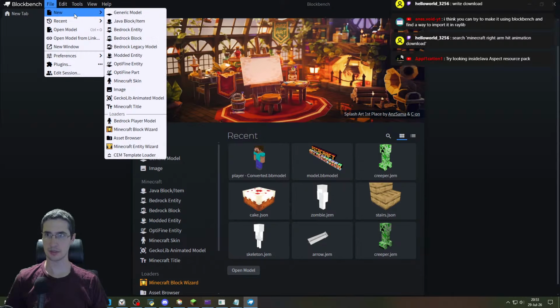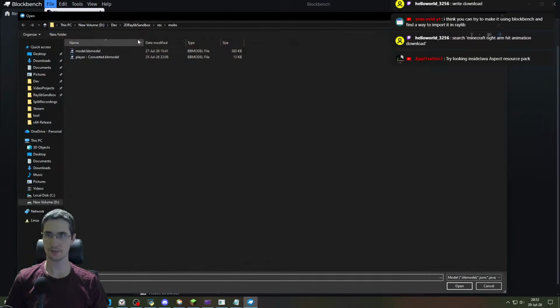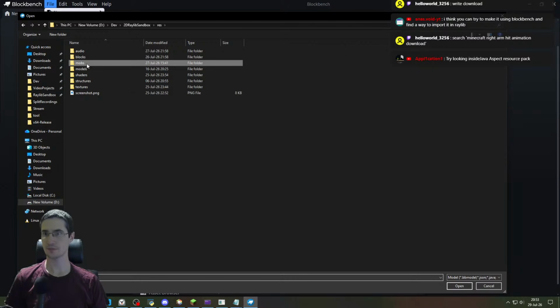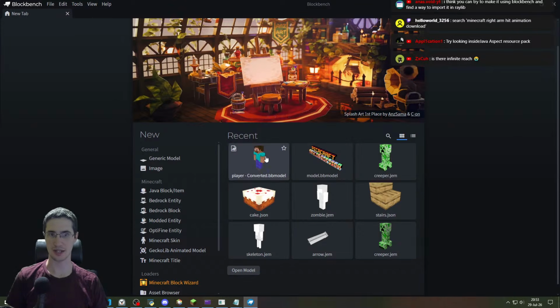Let's try to open it. Open model and resources. Yeah, but it's looking for a JSON file for a Blockbench model. I don't have my Blockbench. I didn't save my hand model, sadly. The easiest thing we could do is do it from Blockbench.